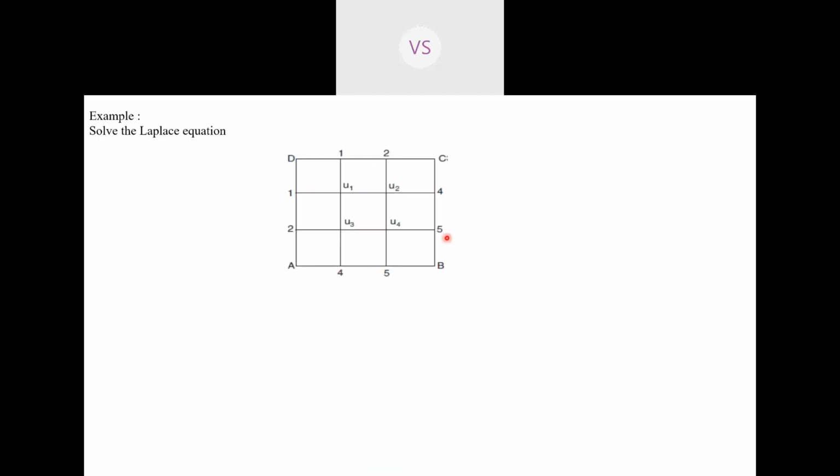Now, whenever you have to solve the problem or solve the Laplace equation, the boundary conditions will be given to you. You can see we have different boundary conditions at different nodes or points. This is the boundary. Suppose you are given a square plate.